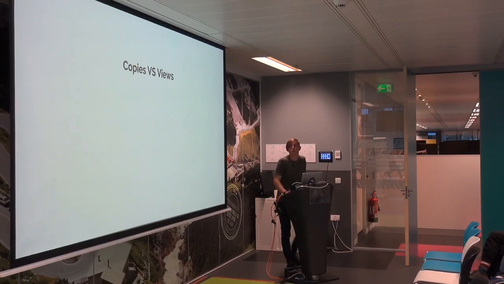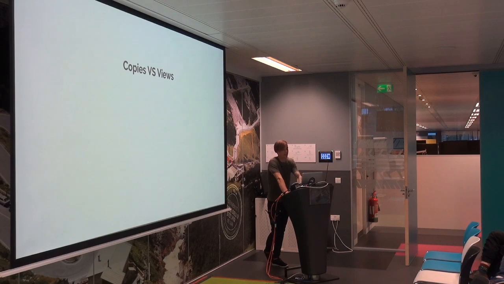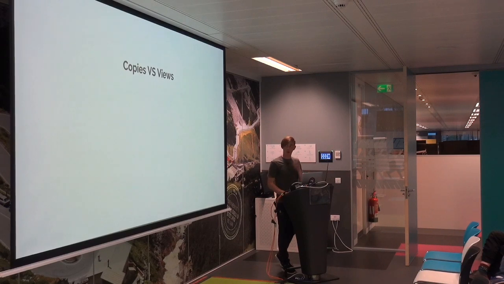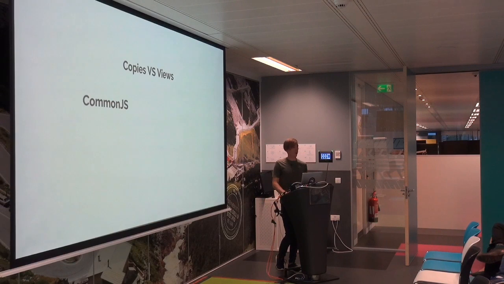Okay, so the previous two standards, CommonJS and ES6, are quite different in how they imagine modules. It's pretty much how they actually see it: copies and views. In CommonJS, we have a copy of the exported module.